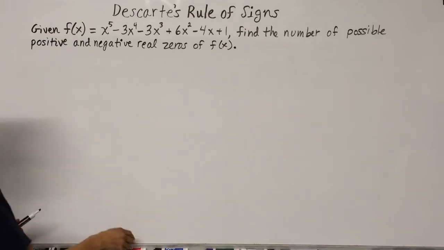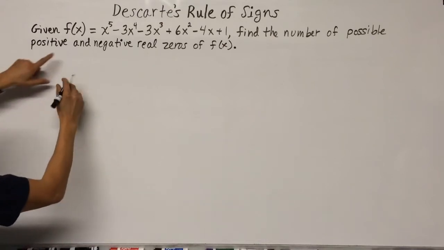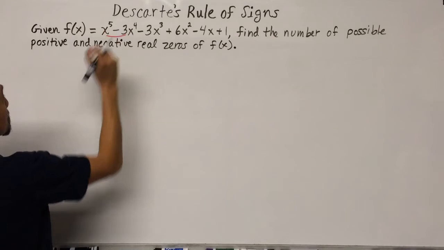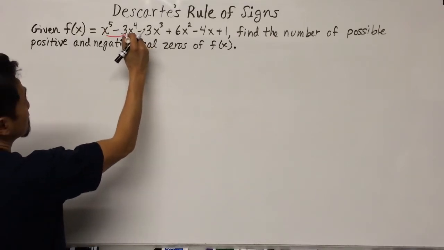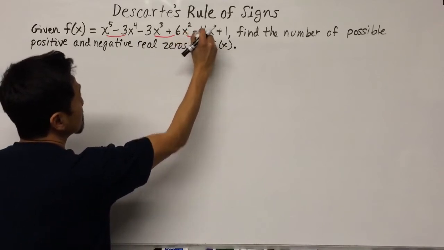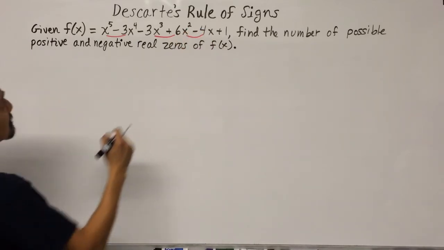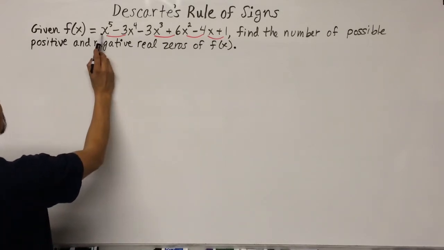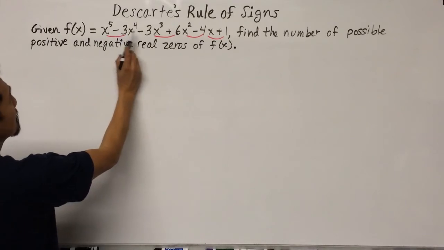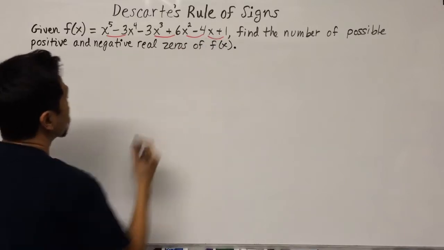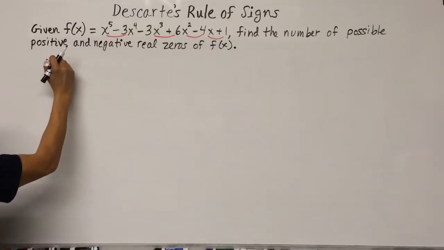The first thing I need to do is find the number of sign changes in f of x. And so I've got 1 here, positive to a negative. That's 1. And then there's another, there's 2, and then now 3, and then 4. Okay? So let me double check that with my eyes here. So positive to negative, that's 1, 2, 3, and 4. Yeah.